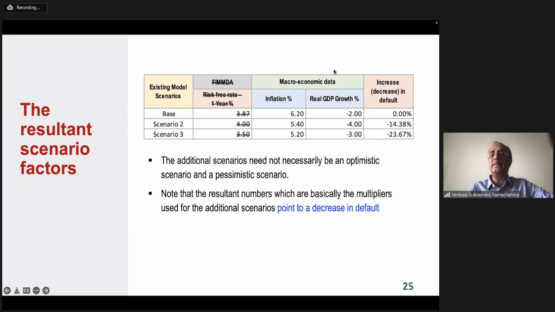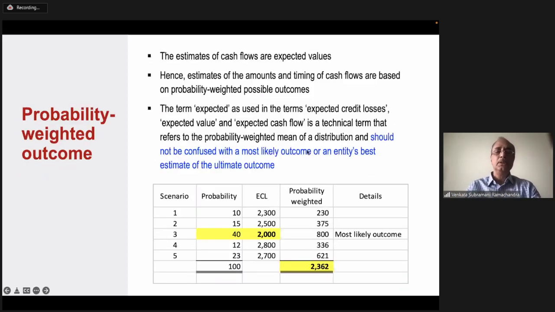You are not going to decide this. So in this case, it so happens that both these scenarios are favorable scenarios, which means your expectation is that your default is going to come down in the next quarter. Okay, fine. Now I just want to talk about this probability weighted.